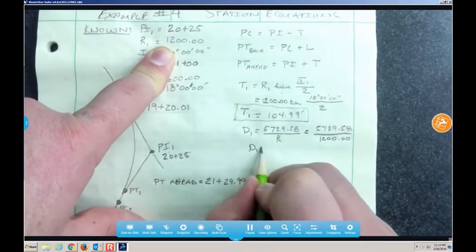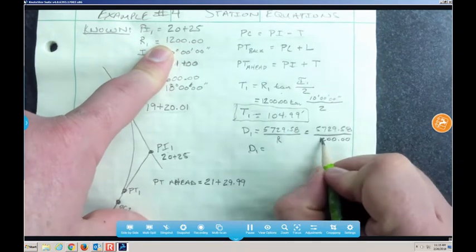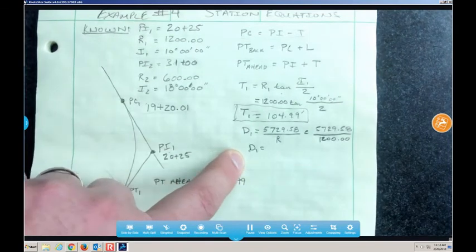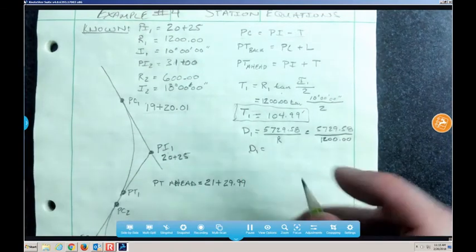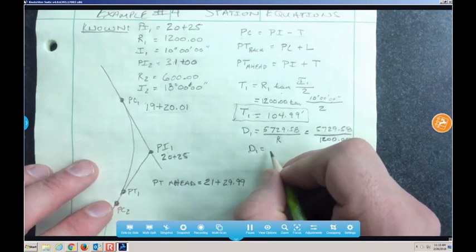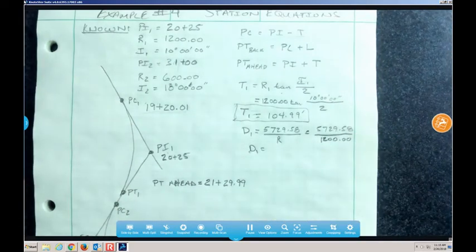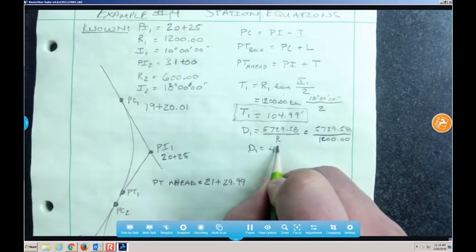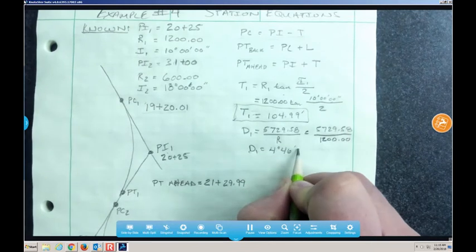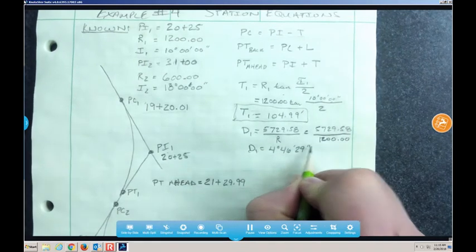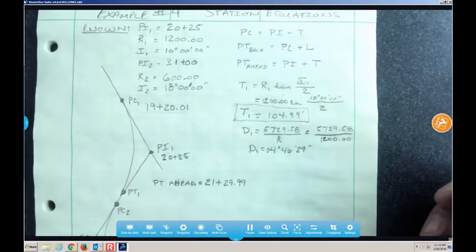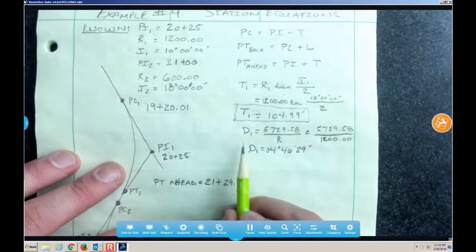So D1 equals what? 4.77. Now remember, it just gets displayed in degrees, so you gotta turn it to degrees. D is in degrees: 4 degrees, 46 minutes, and 29 seconds. Okay. Alright, so we figured out D.